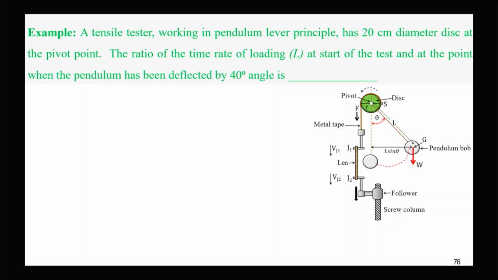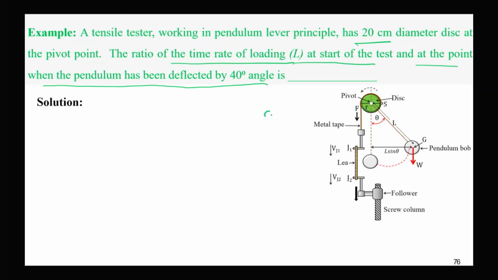Another numerical here. So 20 centimeter diameter here. Here, ratio of time rate of loading. Earlier it was machine rate of loading. We want to calculate the time rate of loading at the start point and at the point where the pendulum has been deflected by 40. So diameter is 20 centimeter, R is 10 centimeter.